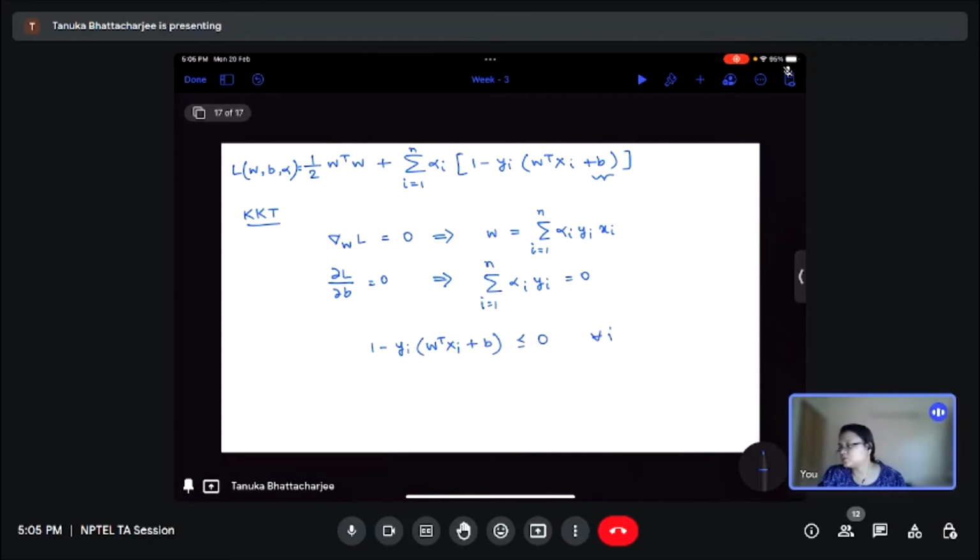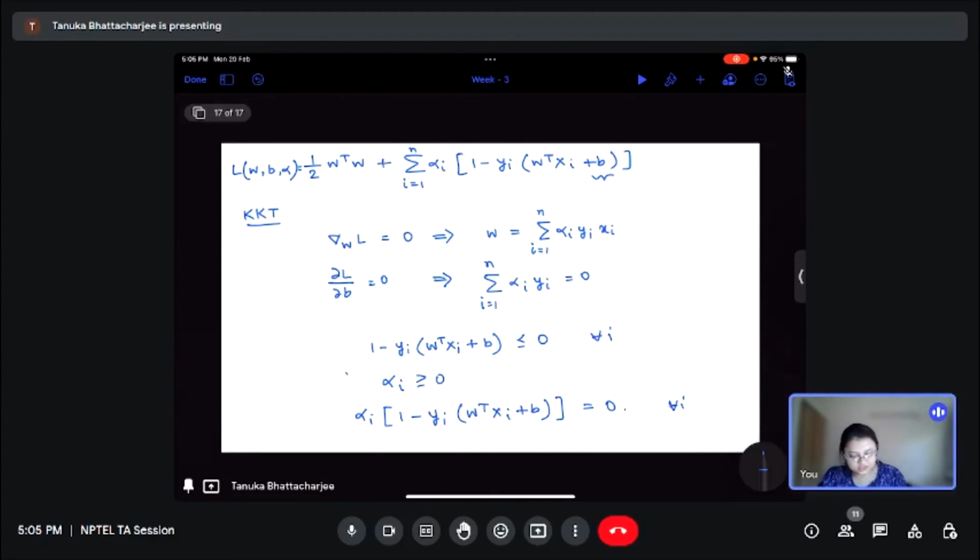This is one more condition. Another two are all the alpha i's should be greater than or equal to 0, and the last one is alpha i into 1 minus yi (w transpose xi plus b) should be equal to 0 for all i. These are the standard KKT conditions for solving any constrained optimization.